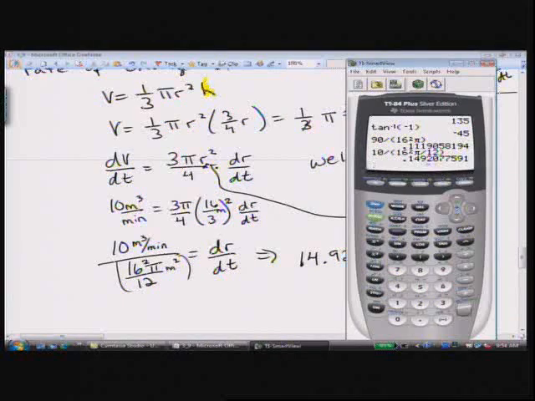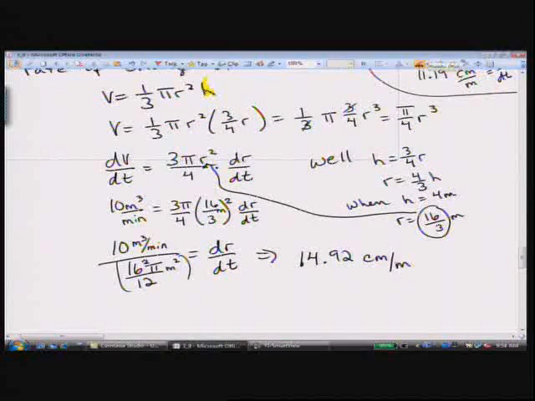Okay, so then this is 0.1492, and that's meters. To make it centimeters, I just moved my decimal to the right 2 places, which gives me 14.92.